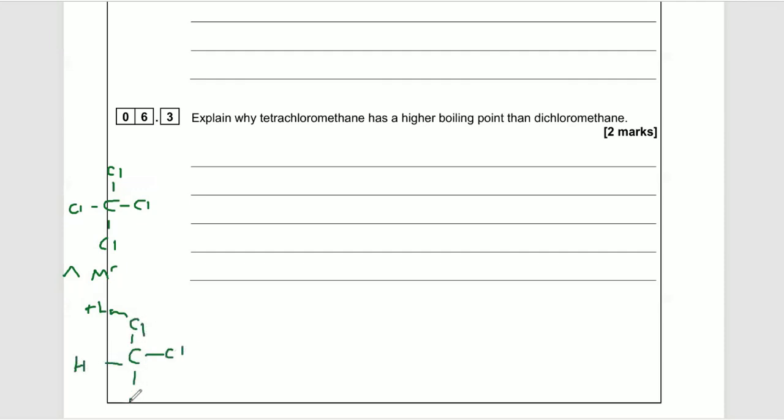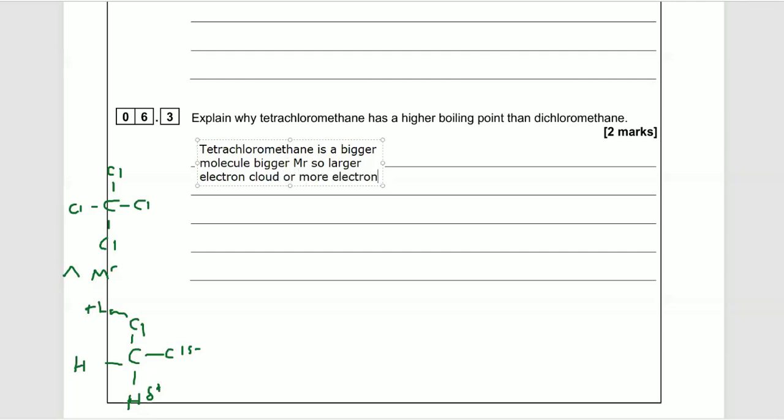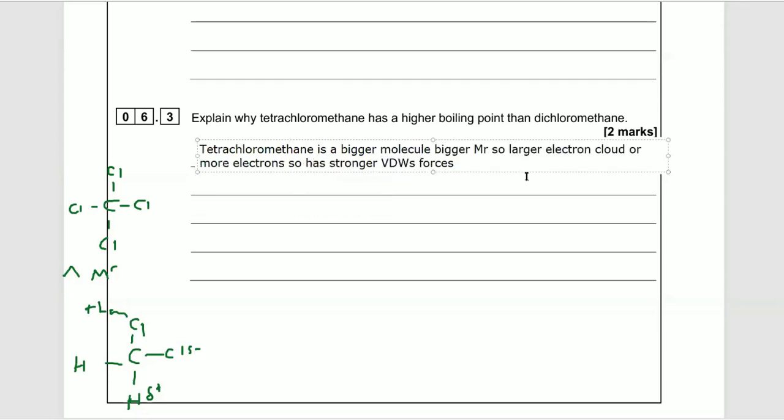It's non-polar. But it's actually got a larger Mr than dichloromethane, which means it has more electrons, a larger electron cloud than dichloromethane. That's because dichloromethane contains two hydrogens instead of two chlorines, which it would have if it was tetrachloromethane. So the tetrachloromethane being a bigger molecule with more electrons, or having a larger Mr, means that it has stronger van der Waals forces. Now, the forces between the molecules are van der Waals forces or temporary dipole-dipole forces, and these are stronger than the permanent dipole forces that are found in the dichloromethane, purely due to the size of the molecule.